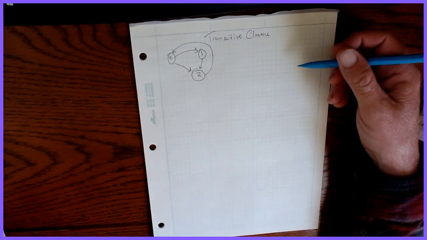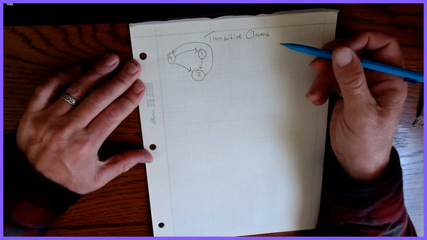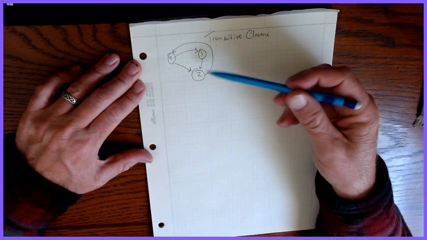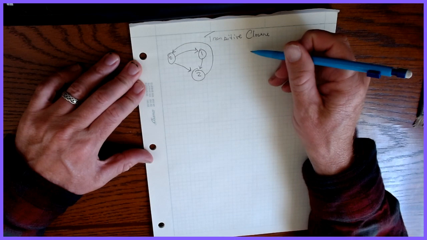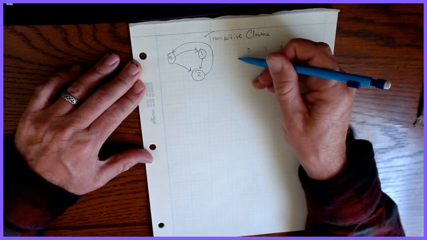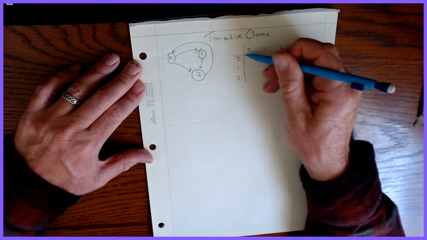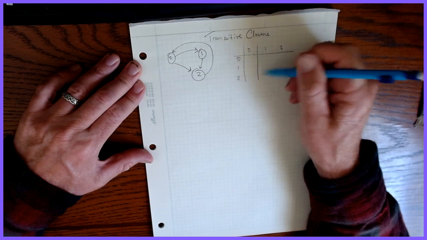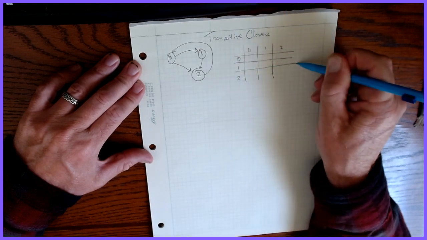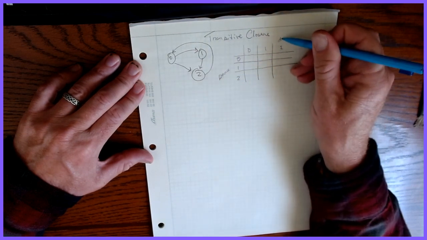So we're going to start off by making an adjacency matrix. Here I have this little graph with 3 vertices and some edges. So let's get going here. 0, 1, and 2. 0, 1, and 2. Now, sort of like last time, these guys over on the left are going to be my source. And these are going to be my destination.